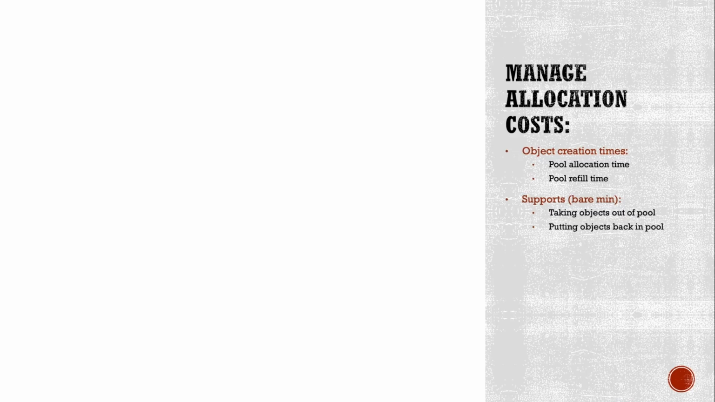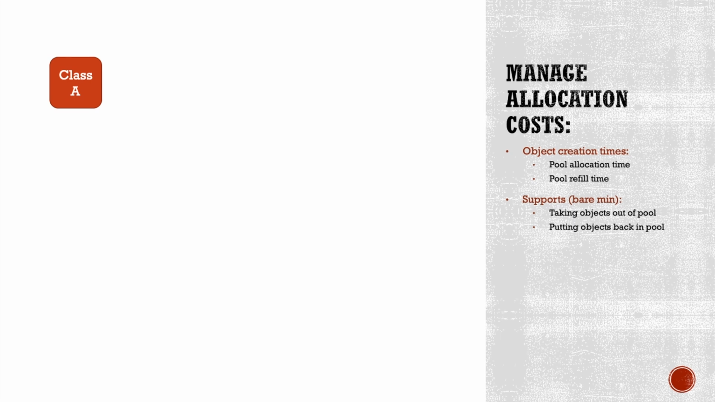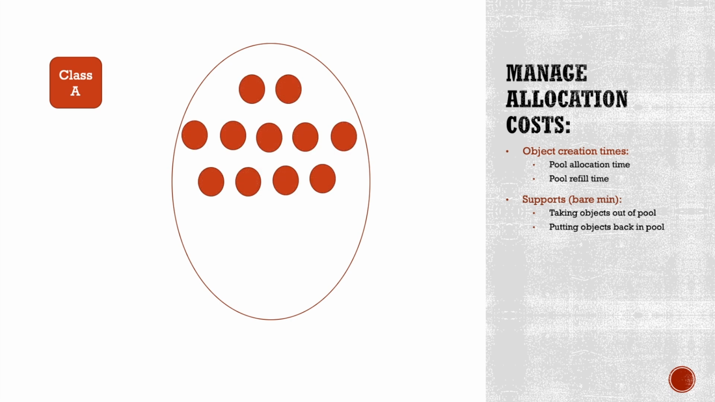So what is an object pool? Put quite simply, it's a way to manage allocation costs. What you don't want to do is allocate objects in memory when you need them. Instead, you want to manage that allocation. So for example, let's say you have a class A, and class A needs instances of some object. Instead of allocating individual instances of those objects, it's going to allocate an object pool. And that object pool is going to allocate multiple instances of that object. How many? Depends on its configuration and its capabilities, but multiple instances.